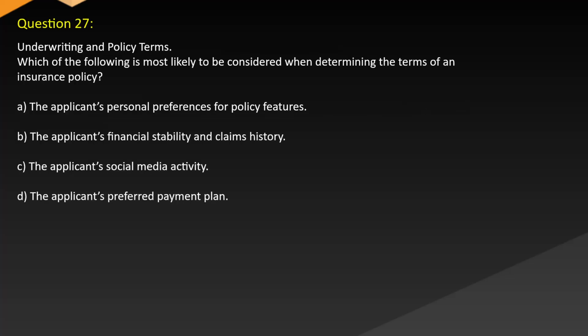Question 27. Underwriting and policy terms. Which of the following is most likely to be considered when determining the terms of an insurance policy? A. The applicant's personal preferences for policy features. B. The applicant's financial stability and claims history. C. The applicant's social media activity. D. The applicant's preferred payment plan.